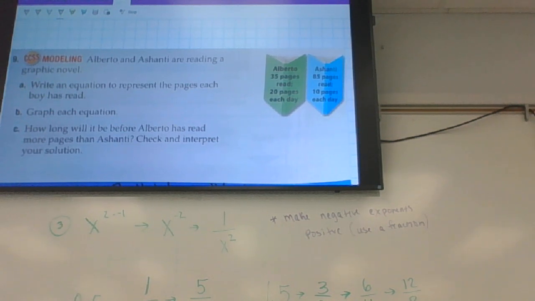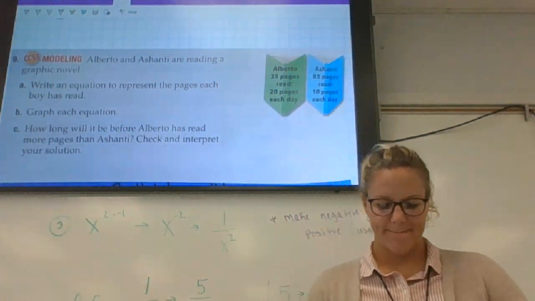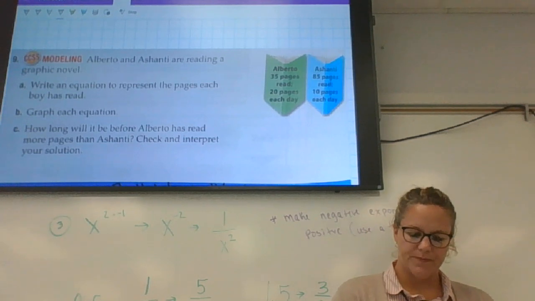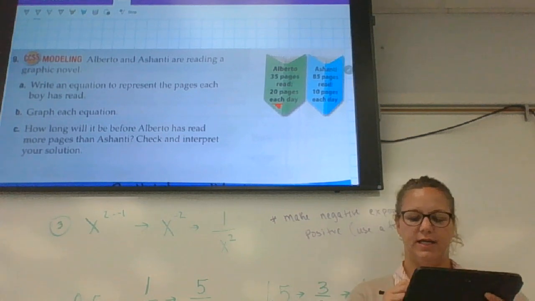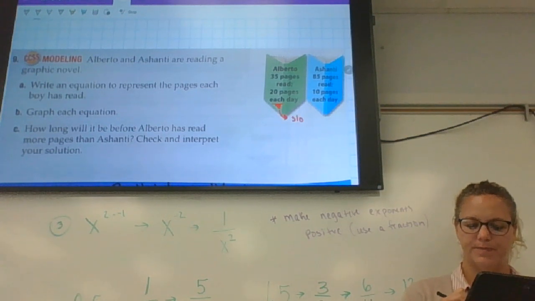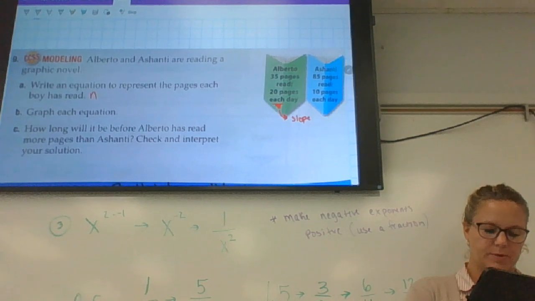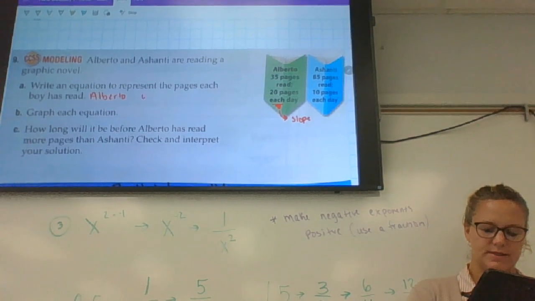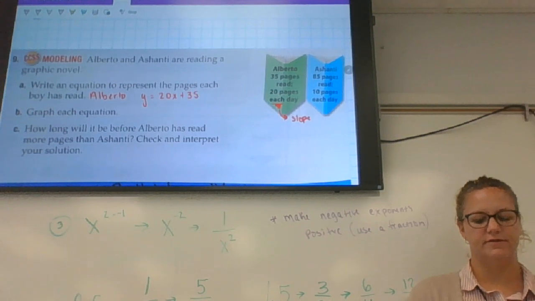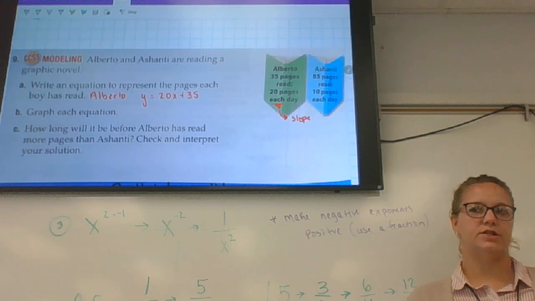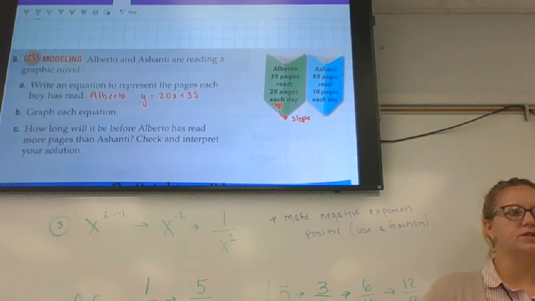Alright, John, what did you get for Alberto's equation? Okay, in Alberto's little book here, it says the word each, and each is always the slope. So for Alberto, his equation is 20x plus 35. He's on page 35 to start, and he's reading 20 pages every day.